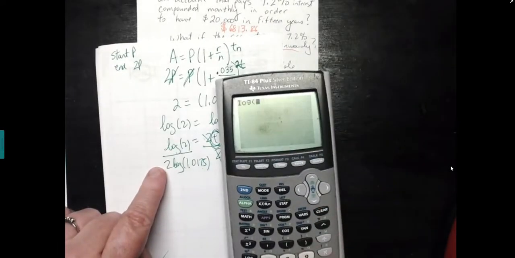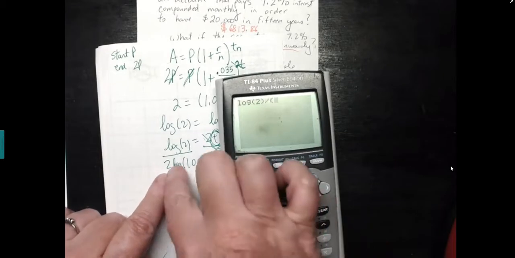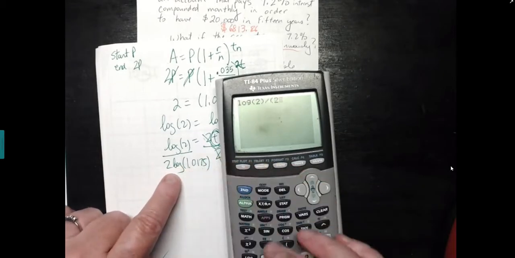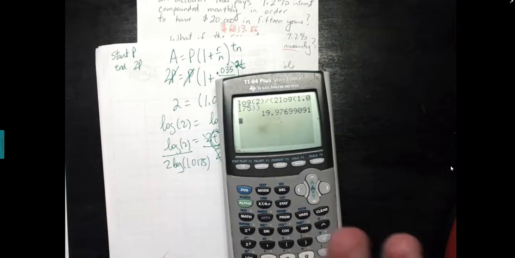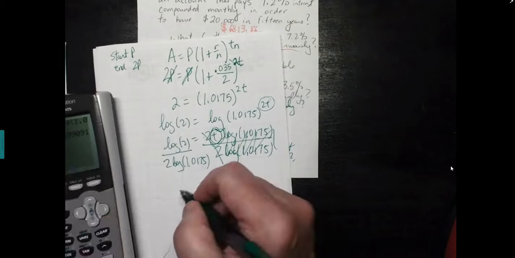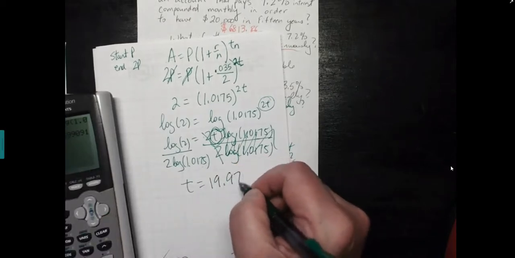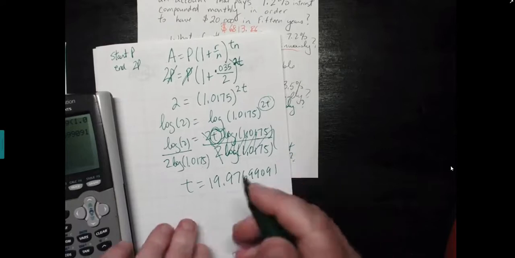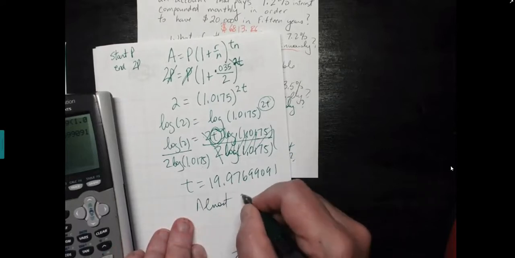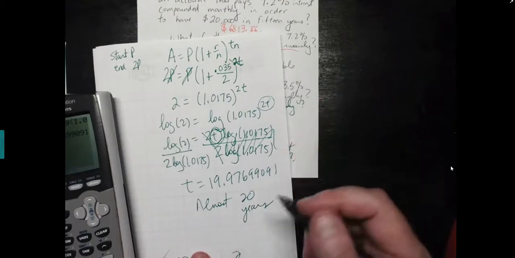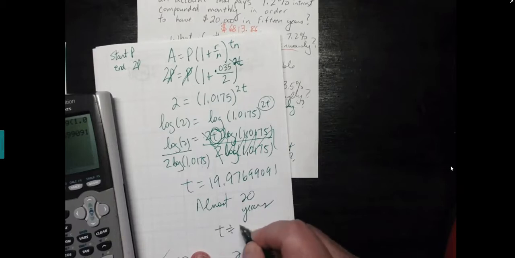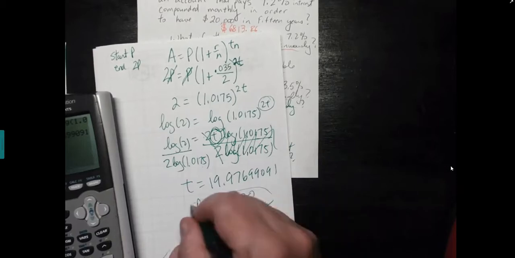I'm going to do the common log of 2 divided by, then you're going to have to put all of that in parentheses, 2 times log 1.0175, and so almost 20 years. So almost 20 years, nearly 20 years, depending on how much they want you to round it to. If it's to 2 decimal places, it'll be that, but almost 20 years.